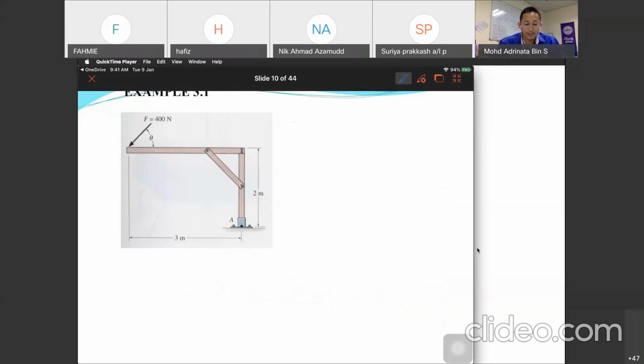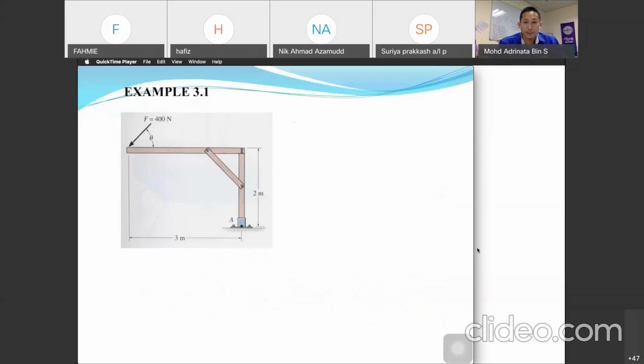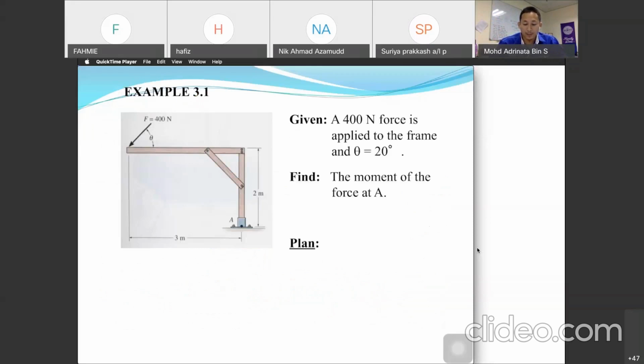Okay, so example 3.1. We have the question. The force at A is 400 Newton. The force is applied to the frame and theta is equal to 20 degrees. Find the moment of the force at A. The previous one we used O, moment at O. This one is moment at A. So we need to find the moment at A.